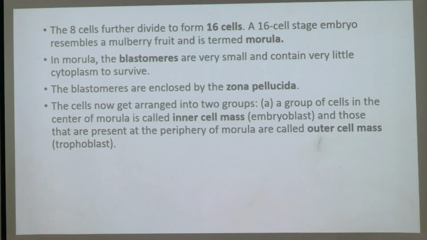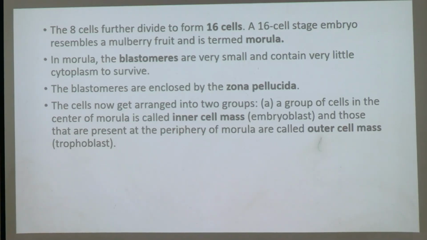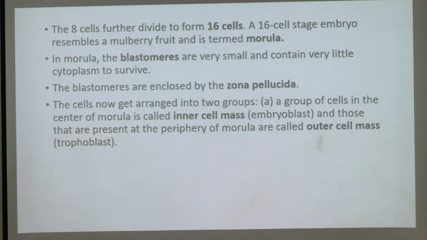The cells now get arranged into two groups. A group of cells in the center of morula is called inner cell mass, Embryoblast, and those that are present at the periphery of morula are called outer cell mass, Trophoblast.